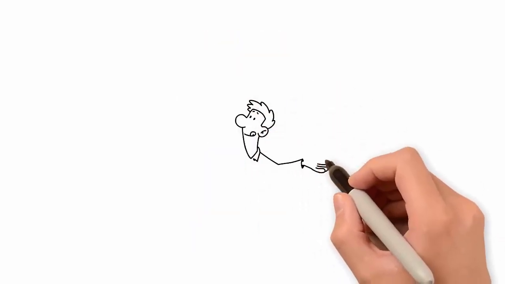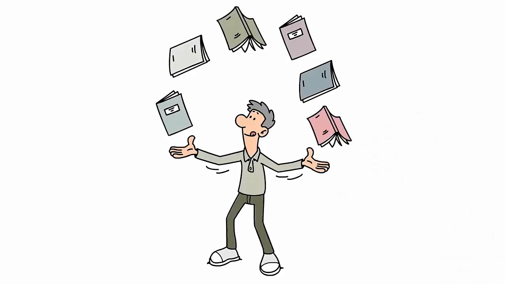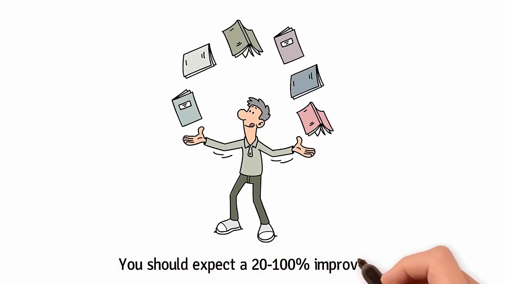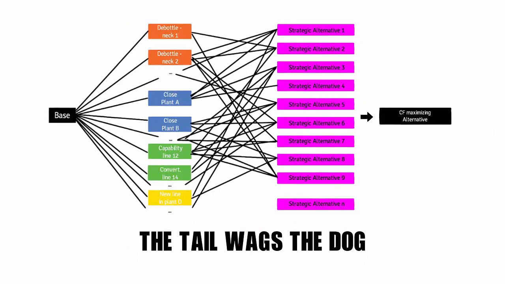You will come up with one or a handful of combinations, strategic alternatives, that significantly improve your company, where the future long-term cash flow improves significantly. You should expect a 20 to 100% improvement. At this point, you may already see one thing that is really interesting, and that is an important lesson. The alternative that maximizes long-term cash flow is likely to be a combination of strategic building blocks with relatively long paybacks.